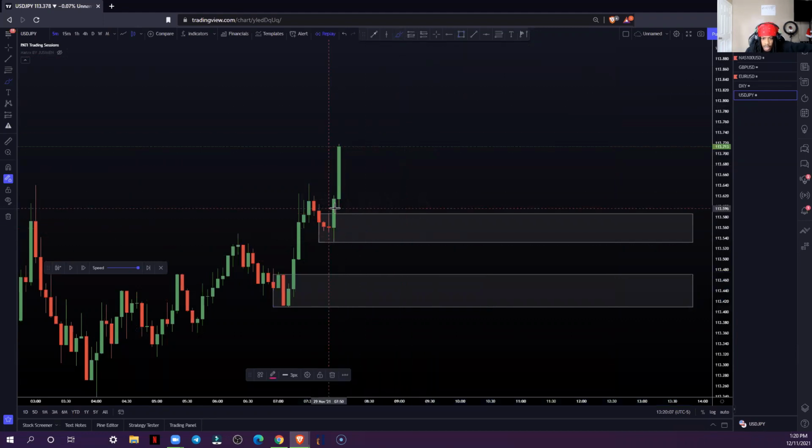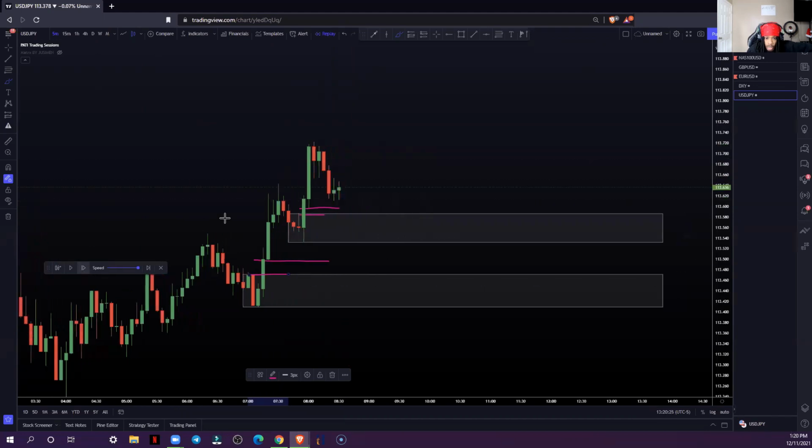Right here, we got a gap in between here and here. And we have a gap between here and here. That's what makes both of these high probability demand. So what are we gonna wait on? We're gonna wait for a reaction. We're gonna wait for candles to break and we're gonna get in.